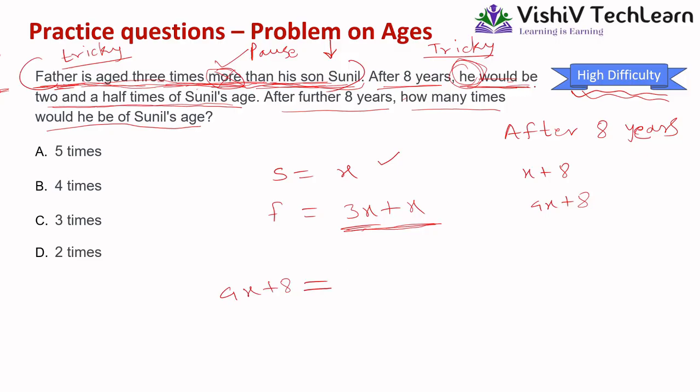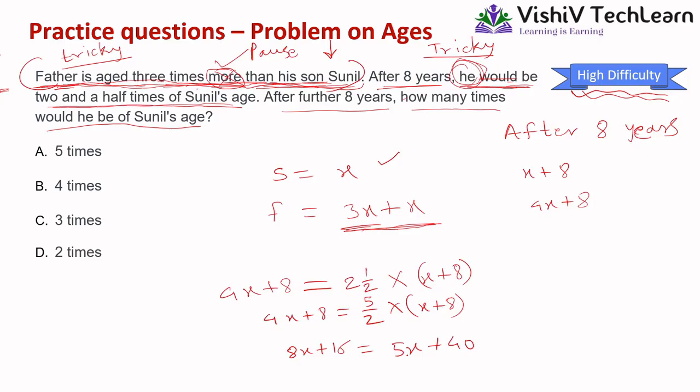Father would be, we can write, equal to 2.5 times, that is 2 1 by 2 times, multiplication Sunil's age. Sunil's age is x plus 8. Correct. Now let's simplify this. So we can rewrite as 4x plus 8 equals 5 by 2 times x plus 8. Further simplifying, we can do cross multiplication. So it will be 8x plus 16 equals 5x plus 40. And then again 5x we can bring on this side. It will become 3x equals 40 minus 16, which is 24.